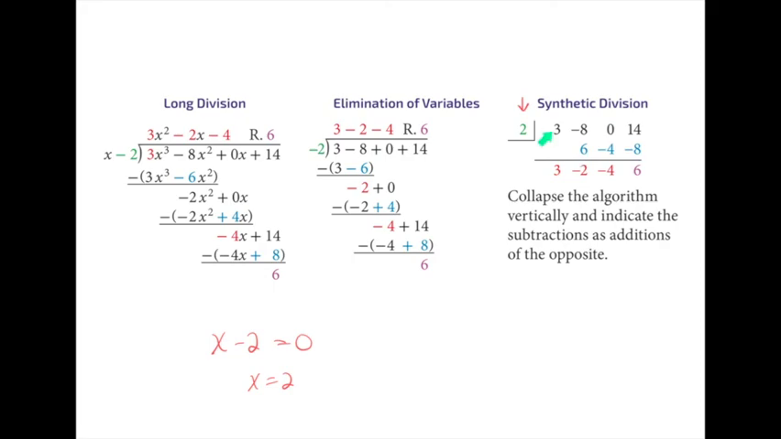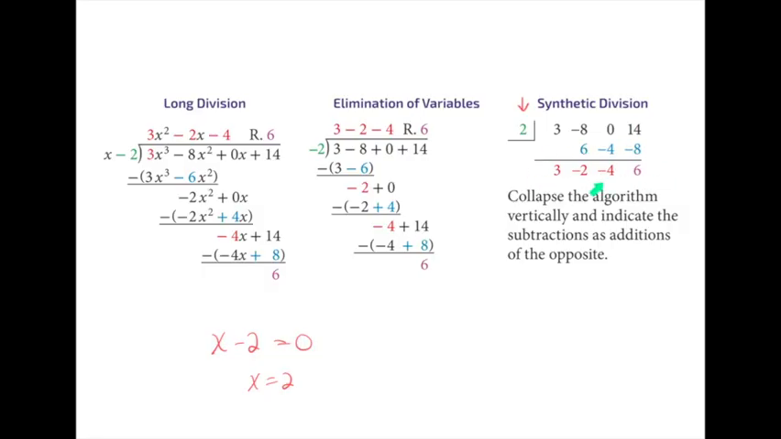So you start with this guy. 3 plus nothing is 3. Then I'm going to multiply up. 2 times 3 is 6. Then I'm going to add down. -8 and 6 are -2. Then I'm going to multiply up. 2 times -2 is -4. 0 and -4 is -4. 2 times -4 is -8, and a 6.